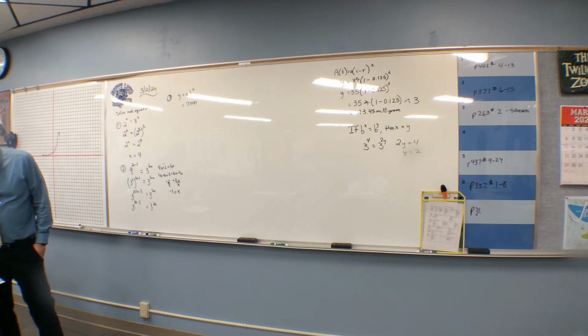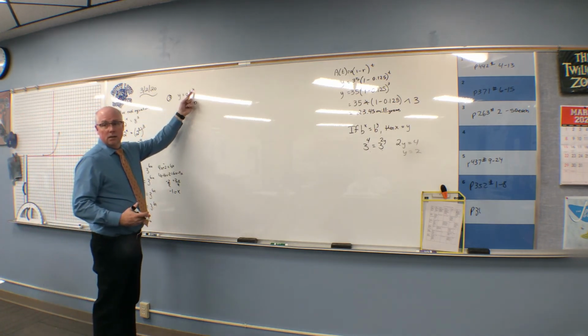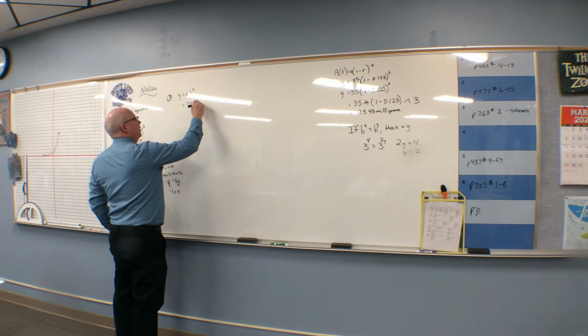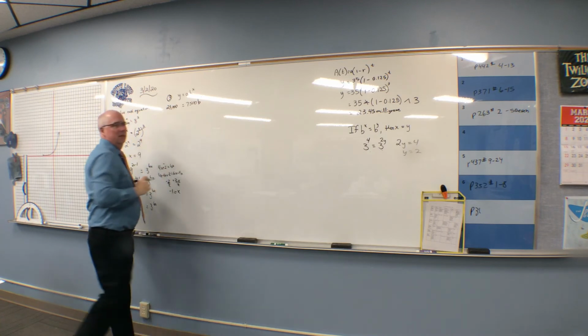Well, after 4 hours is time, that would be our x, all right? So 7,500 b to the 4 hours would equal 23,000, would it? Is that right?